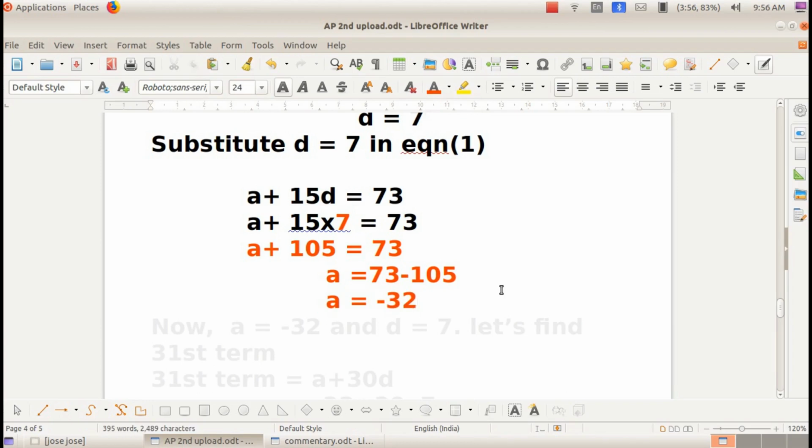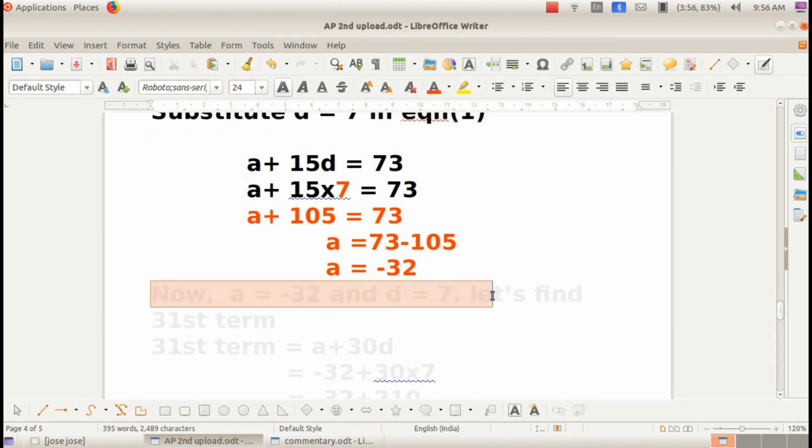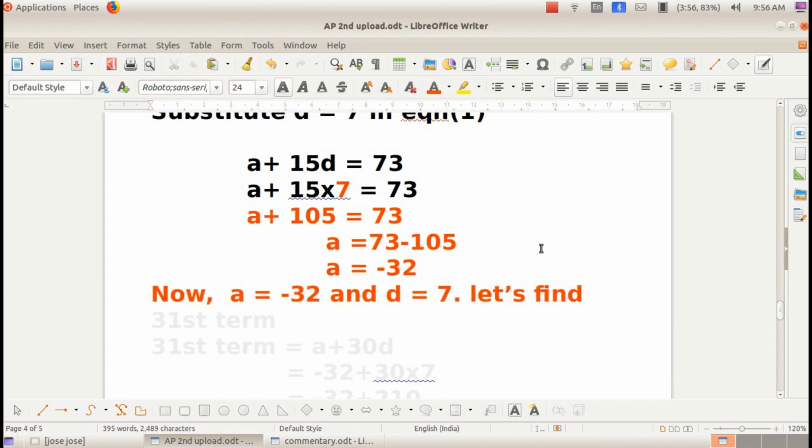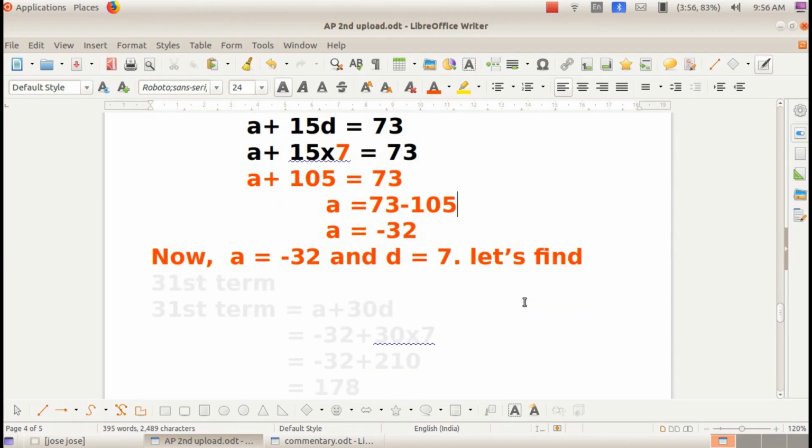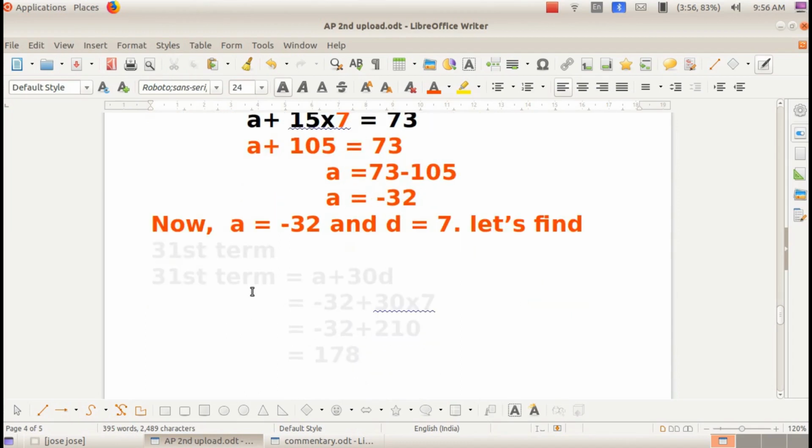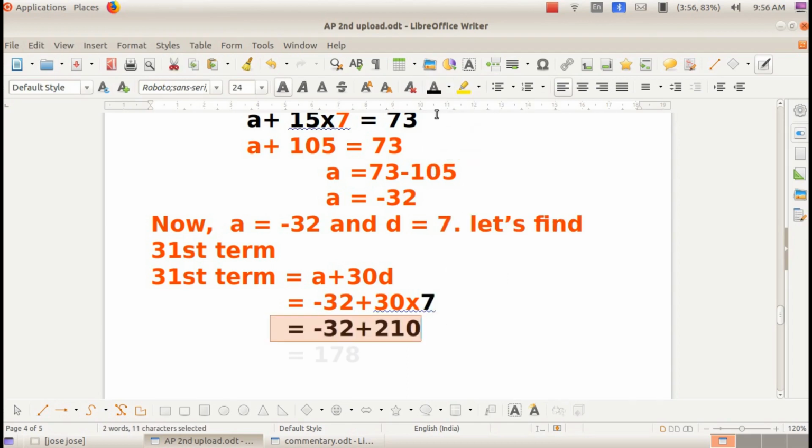Now we know the values of a and d. The a means the first term. In this AP, the first term is minus 32 and the common difference is 7. Please go back to the question. We need to find the 31st term of an AP with the first term minus 32 and the common difference 7. We know the 31st term means a plus 30d, that is minus 32 plus 30 times 7, equal to minus 32 plus 210. The 31st term is 178.